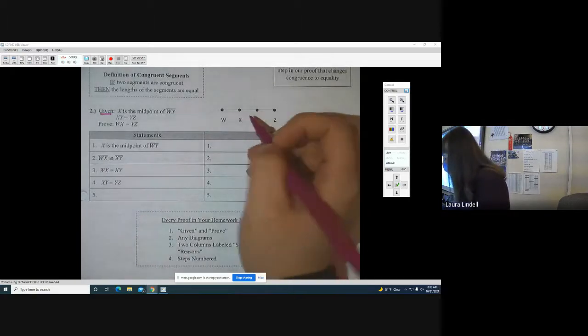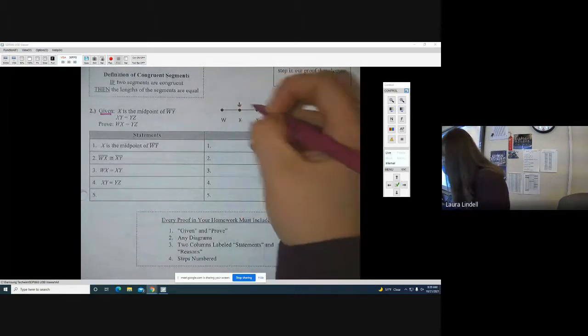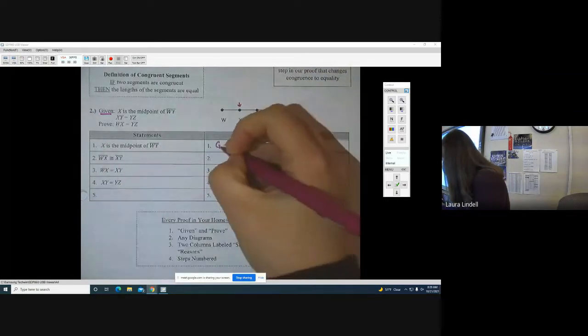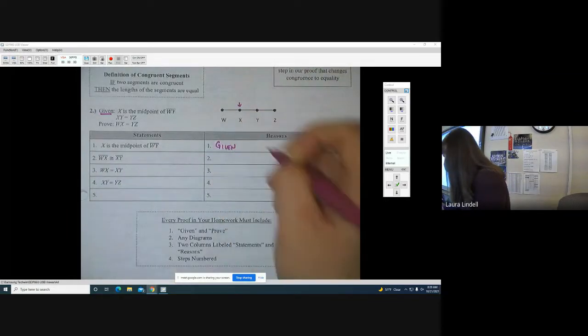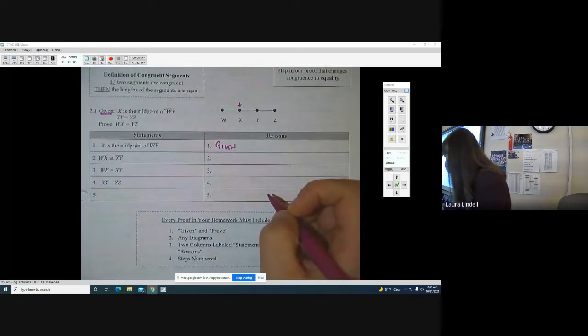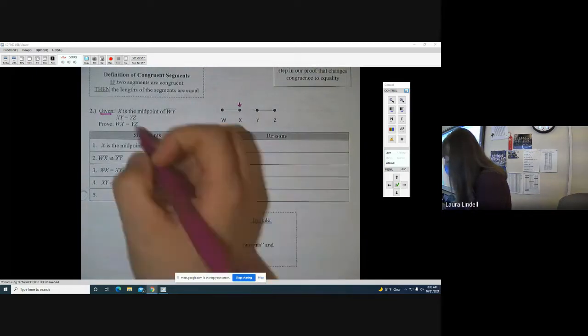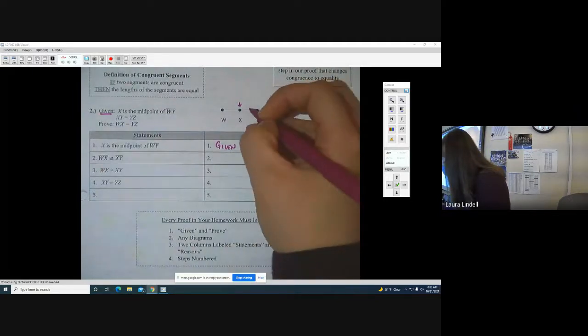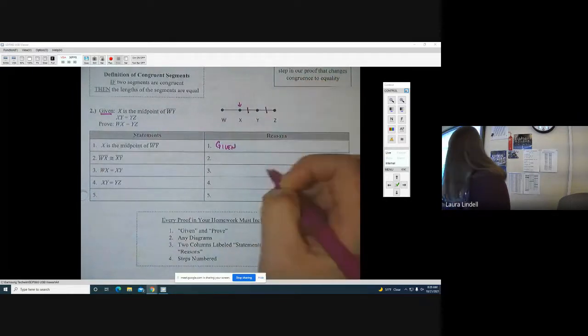We have X is the midpoint of WY. And that's our first statement right here. That should be given. And then we also have XY is equal to YZ. So let's label that in our picture. XY is equal to YZ.